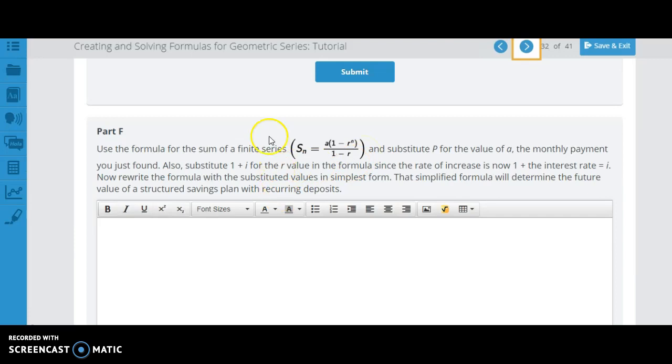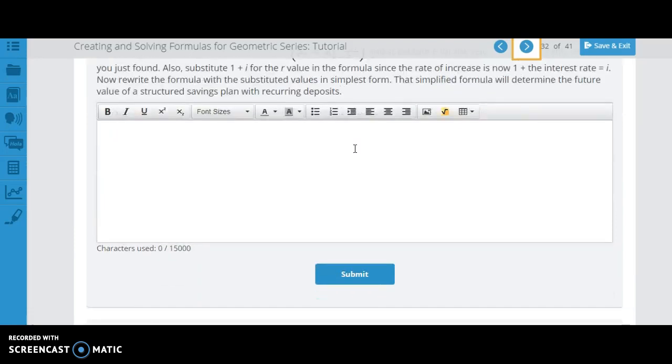And now for this last part, it should be pretty easy. You're going to substitute in what it tells you. So it says substitute P for the value of A. So we're not using any numbers here pretty much. We're just using variables. So P is going to go for A, and then 1 plus I is going to go right here for the value of R. So that should be pretty easy to just substitute in there, and it says simplify, you don't have to really solve anything. There's not going to be a number that you're going to get, you're just going to simplify the equation.